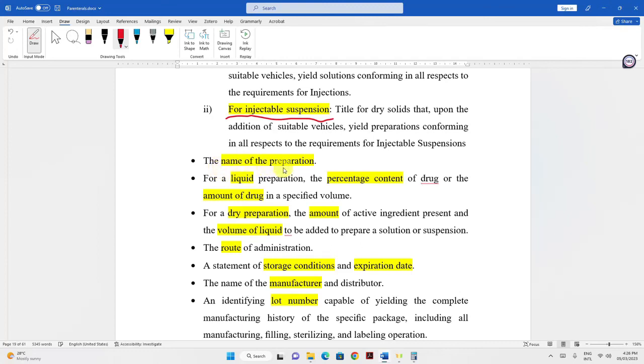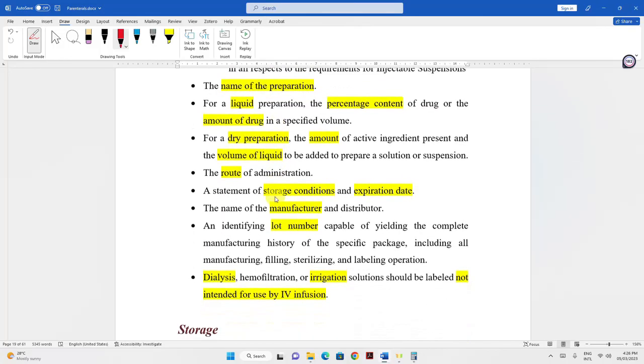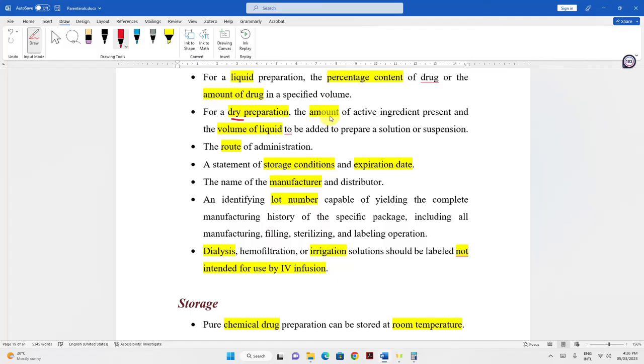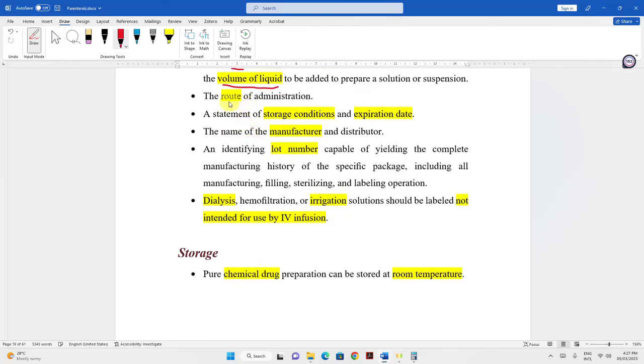Also in the labeling there should be the name of the preparation. Also, if it is a liquid preparation, the percentage of the drug or the amount of the drug in the specified volume must be mentioned. If it is a dry preparation, then the amount of active ingredient and the liquid and the volume of the liquid should be mentioned. The route of administration should be mentioned. Is it IM, IV, what exactly? It should also state the storage conditions and the expiry date, the name of the manufacturer and distributor. This is in the label. The lot number or the batch number. Okay, and the batch or lot number is the one that will allow me to track back the manufacturing history of this batch or this lot.